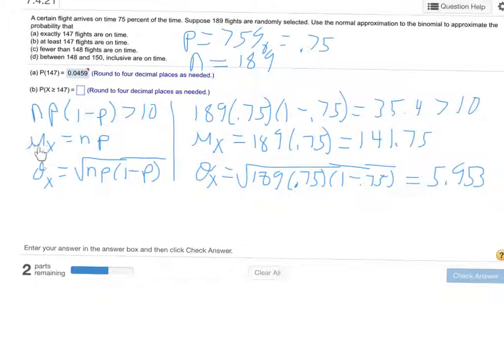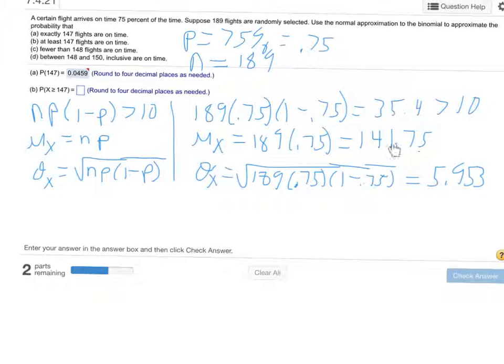So the mean, this gives you the mean flight time. The mean flight time is N times P. I went ahead and calculated N times P, and I get the mean number of flights on time would be 141.75. Okay, so 75% of flights are on time, and you have 189, and that's how many flights you expect to be on time.